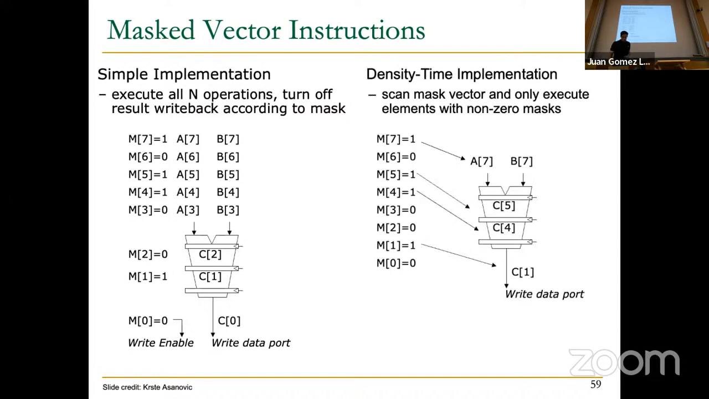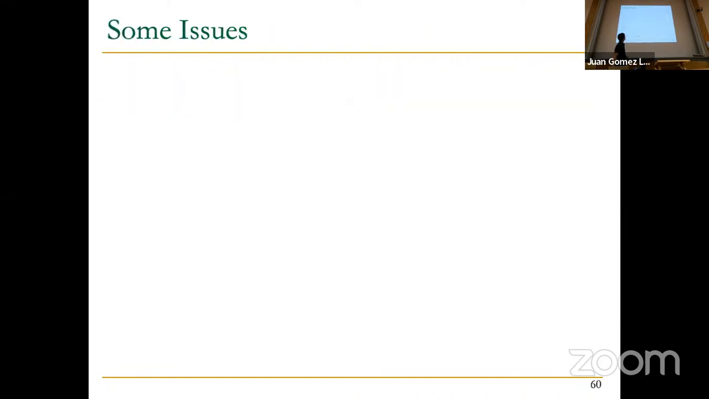Something more sophisticated and hopefully more efficient is this density time implementation. Before we start, we scan the mask. We see in this mask of zeros and ones, where do we have the ones? And we only execute the operations where the corresponding lane is active. Which one is better? That's for you to think about, right? I already mentioned some advantages and disadvantages of this.